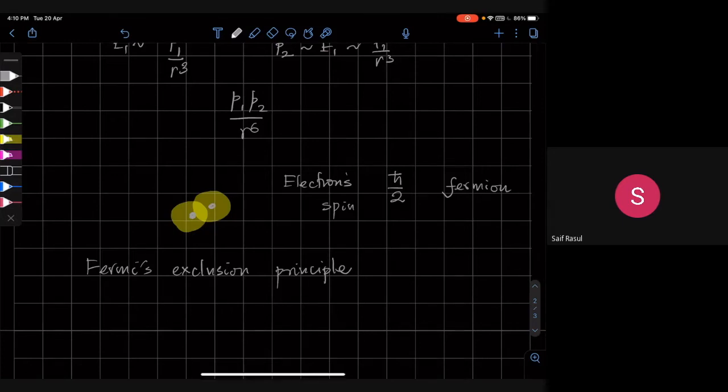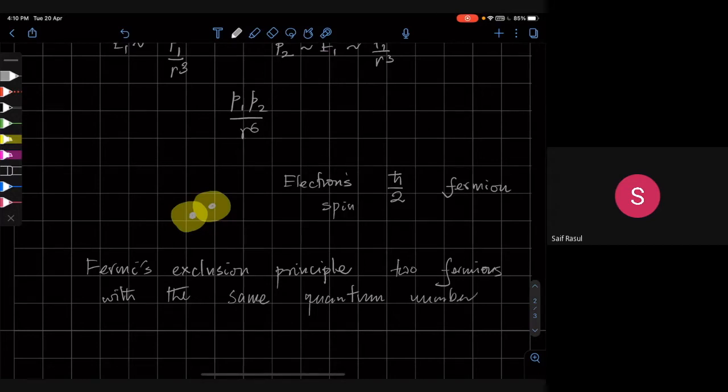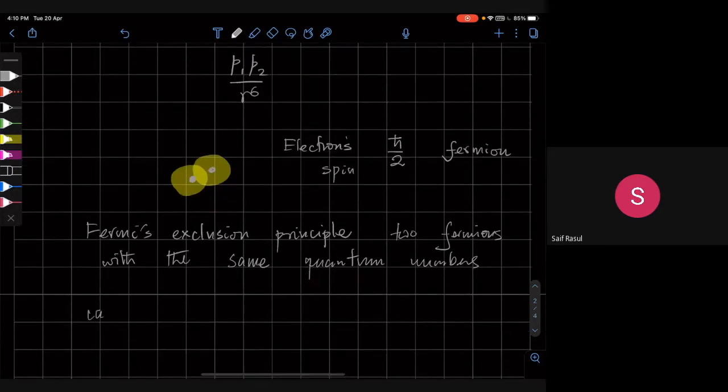Which says that two fermions with the same quantum numbers cannot coexist in the same location.